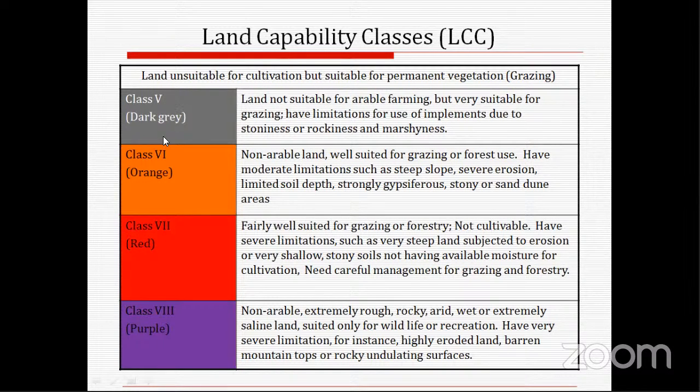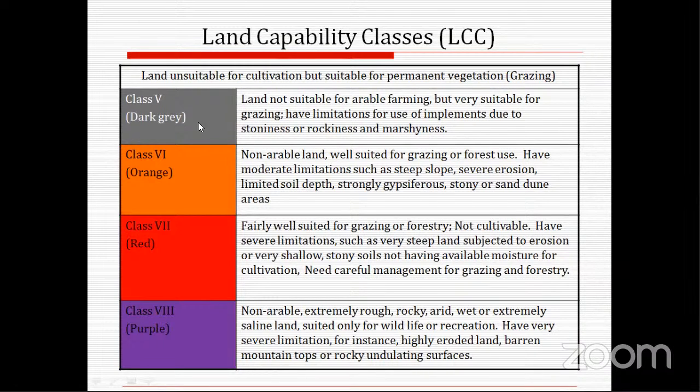What is the color, students? Class 5 is represented in dark gray color. Class 6 is represented in orange color. Class 7 is red, indicating danger. So class 7 is indicated as red. Class 8 is represented in purple color. So remember these colors. Now coming to the description of these particular LCC categories.